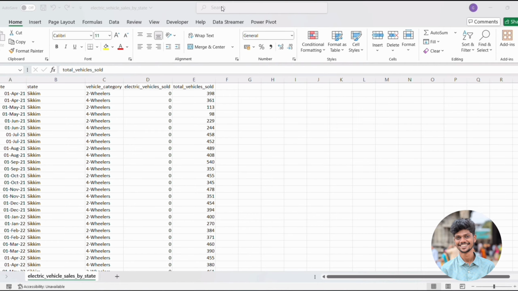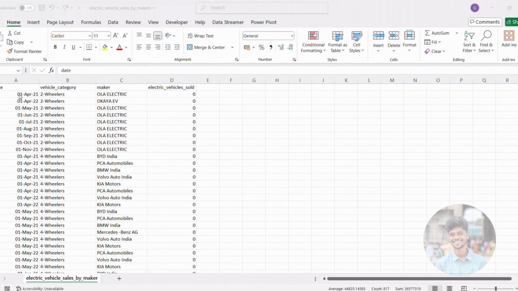Now let's move to the second table. Now that we have understood state-level sales, let's look at the second table, electric vehicle sales by makers. This one gives us a different angle. Instead of focusing on where the vehicles are sold, this focuses on who is selling them.